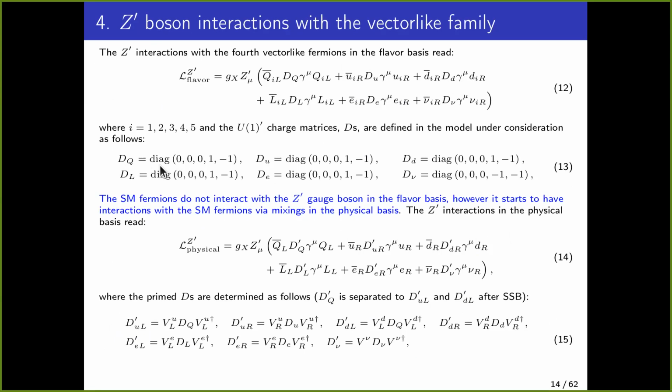Here, the important feature is that the standard model fermions do not interact with the Z-prime gauge boson in the flavor basis. However, they start to have interactions with the Z-prime via mixing in the physical basis. After we rotate, the standard model fermions interact with the Z-prime. This feature is known as the fermiophobic Z-prime gauge boson.